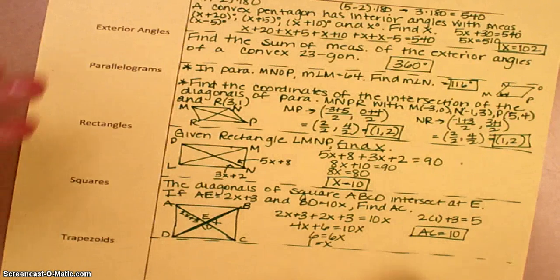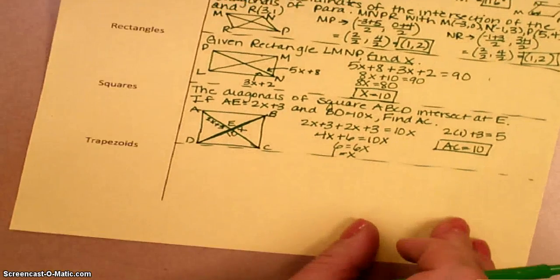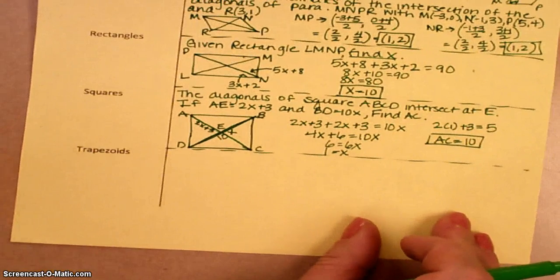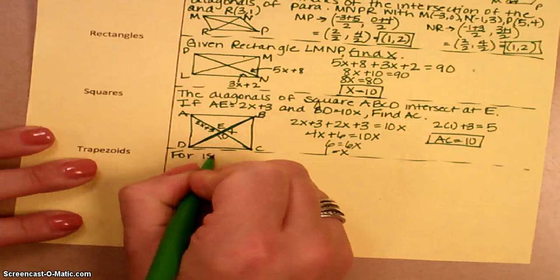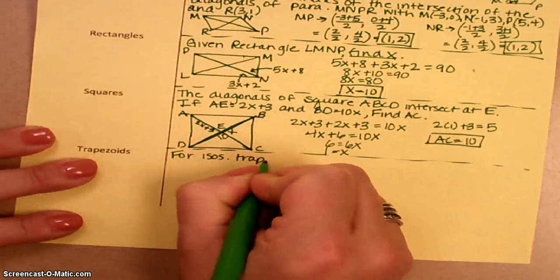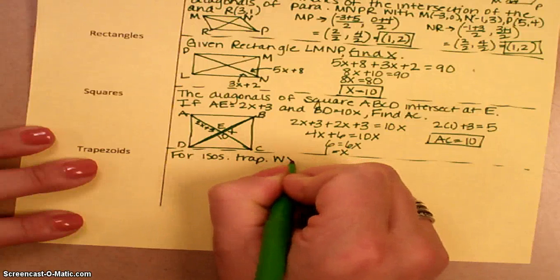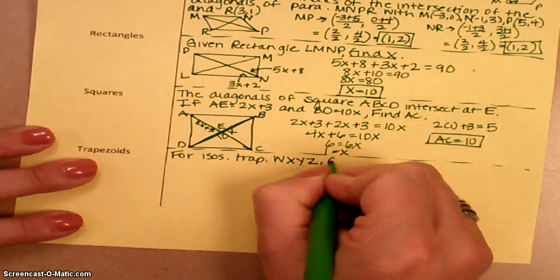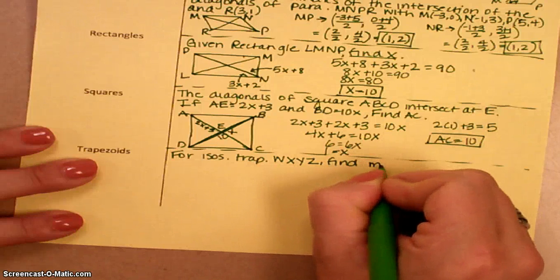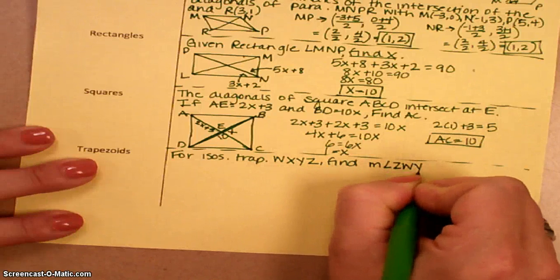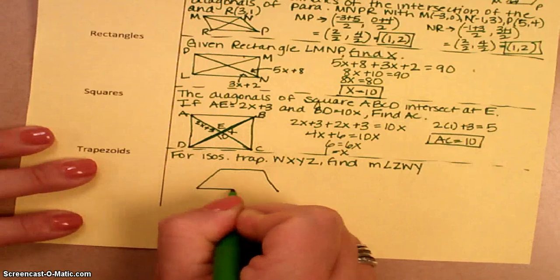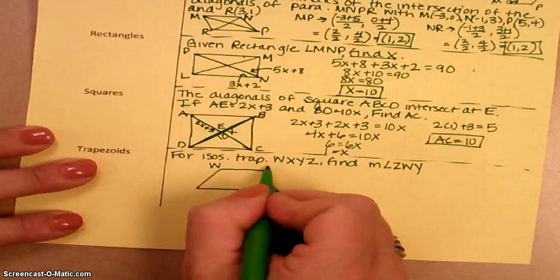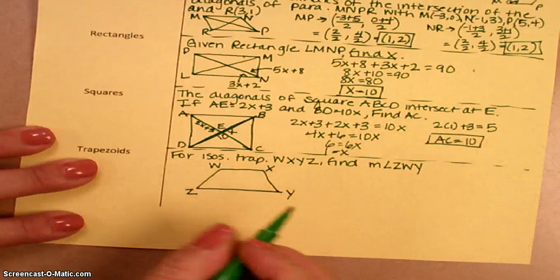All right, next one. We're going to do one example for trapezoids, and then on the second side, we'll take a look at some more trapezoid things. Okay, so for isosceles trapezoid W, X, Y, Z, we want to find the measure of angle ZWY. Here's a picture. W, X, Y, Z.